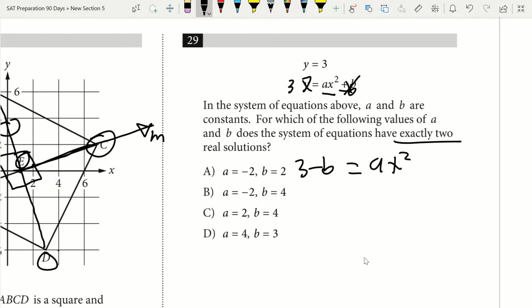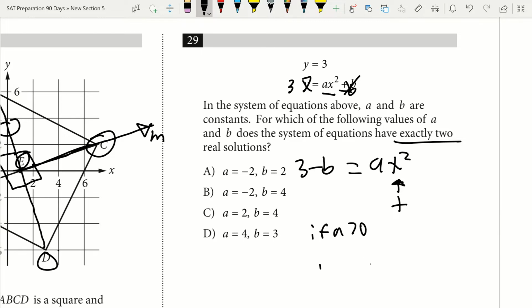At this point, I'm going to think logically. Let's say that a is positive. We know x squared is always going to be positive, because a negative times a negative is positive, and if it's positive squared, that's also positive. So if a is greater than 0, then we have a positive number equals 3 minus b.